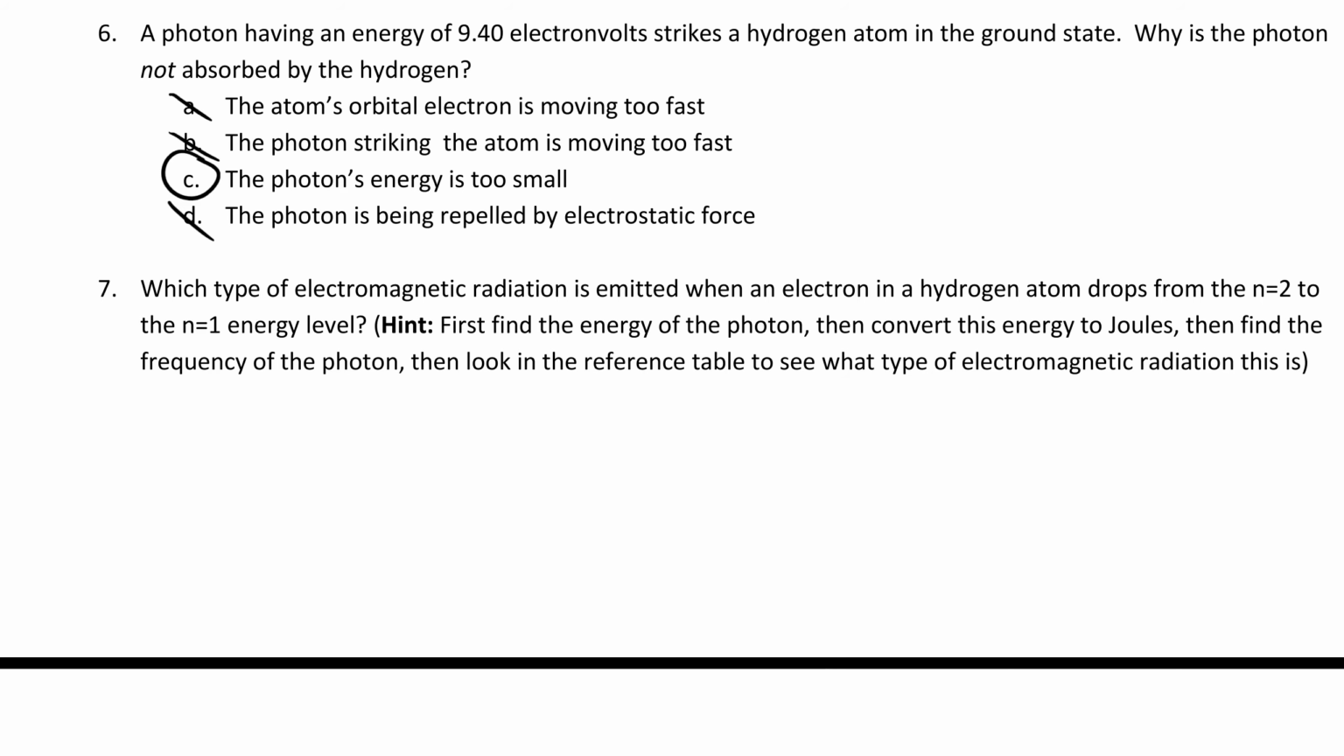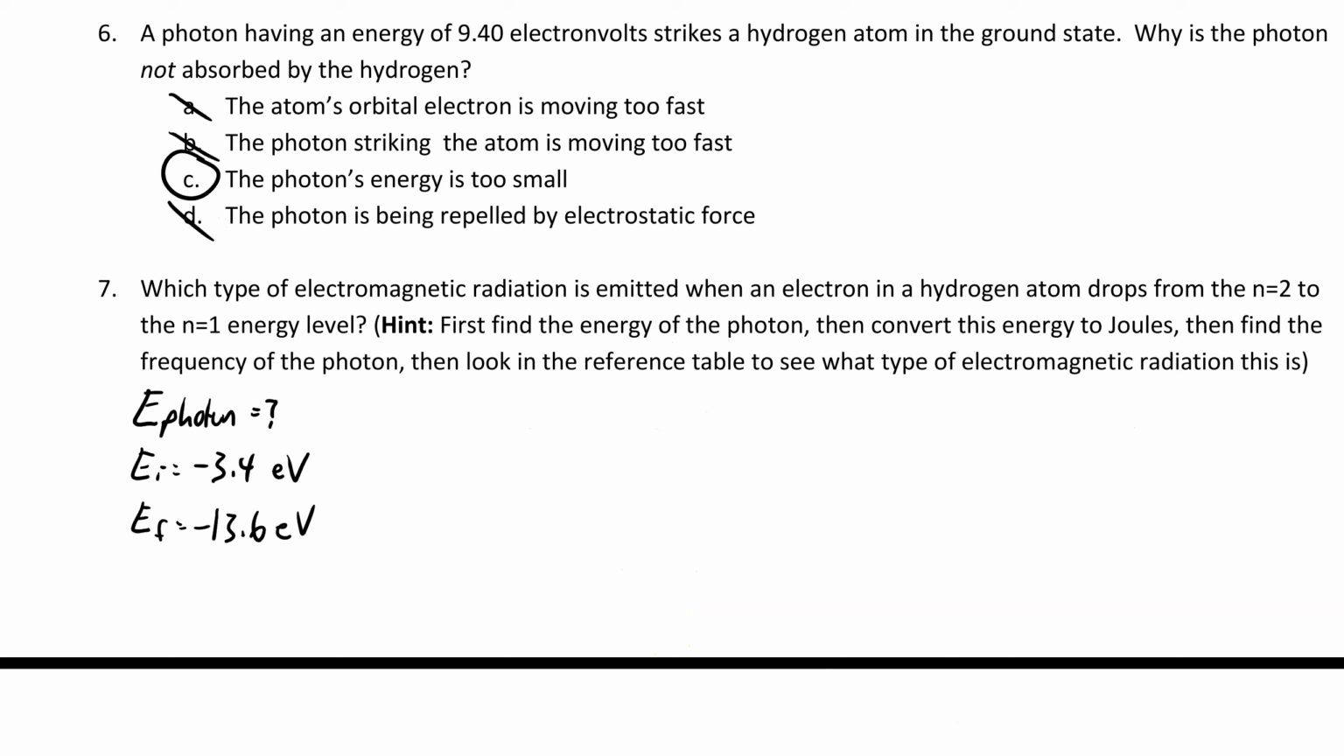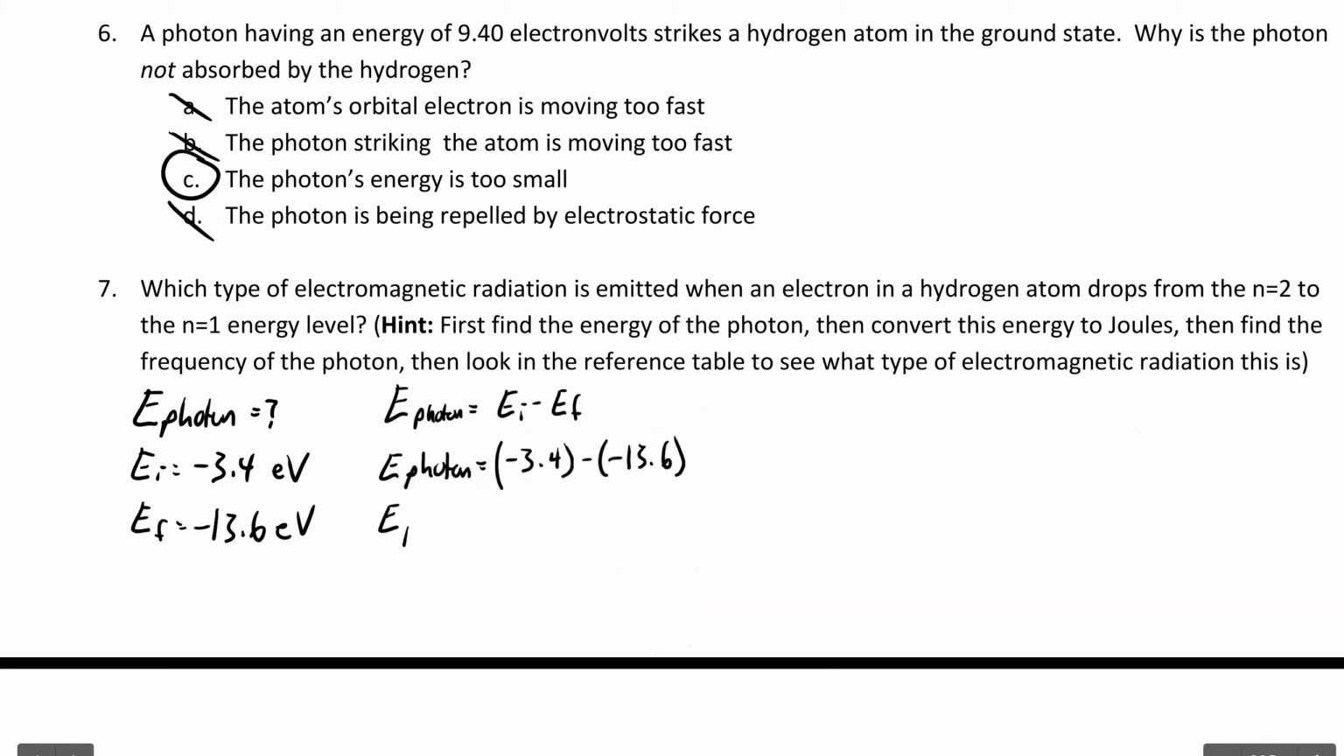So let's do that. n equals 2 to n equals 1. We just did that math, except we started here and went here. We want it to drop down, so technically this is Ei. The given information, Ei is negative 3.4 and Ef is negative 13.6 electron volts. You write your equation, substitute, and as expected when you solve, this time you get positive 10.2 electron volts. That is the photon that gets emitted when the electron drops down.